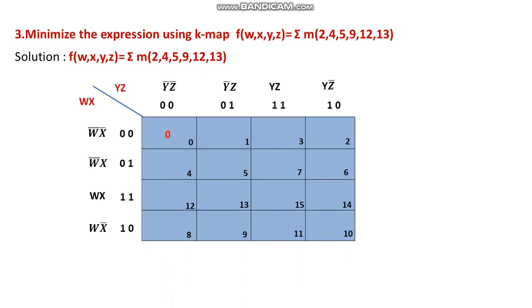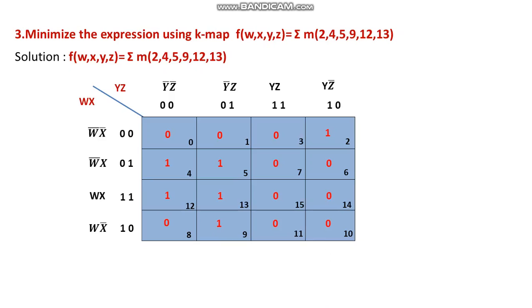So in the remaining cells you need to fill the zeros, right? So 0, 1, 2, 3. I have filled the zeros and ones. So in 2, 4, 5, 9, 12, 13, I have filled ones. In the remaining cells I have filled the zeros. Okay. Now we will start grouping.